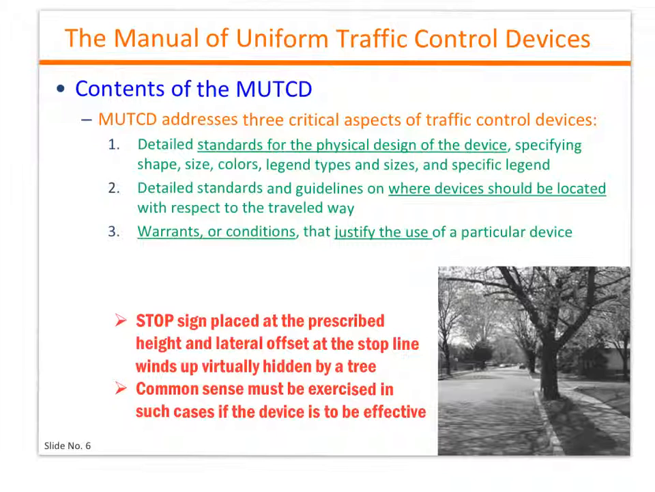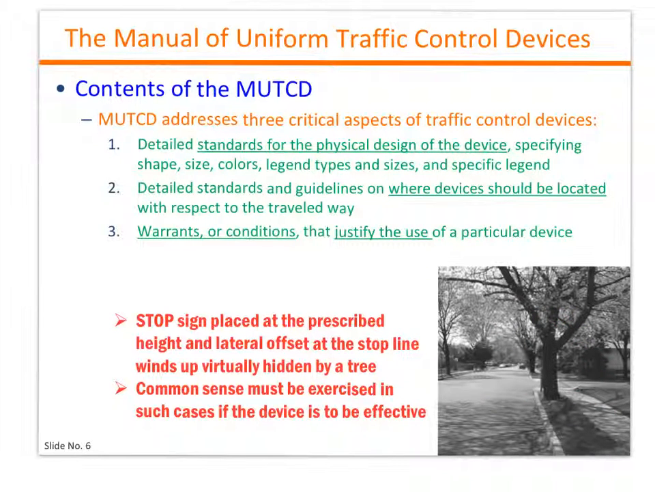But not only that. Also, the MUTCD gives detailed standards and guidelines on where devices should be located with respect to the traveled way. Because you may have the best traffic sign or traffic marking, but you're not putting it at the right location. Or the location is right, but it's been hidden by another object on the street, like what we're going to see in a second in this picture here.